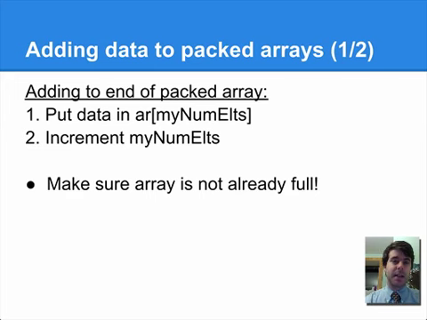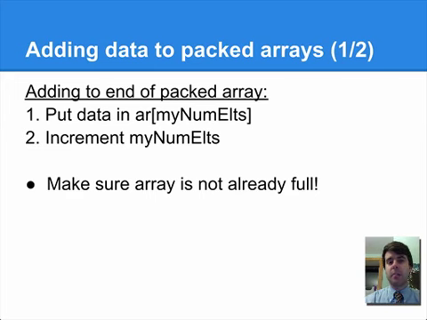Now let's take the easy case. If you want to just add something to the end of an array, just like you were calling the add method on an array list. In that case, all you have to do is put that item into the array at the slot of your my_num_else variable.